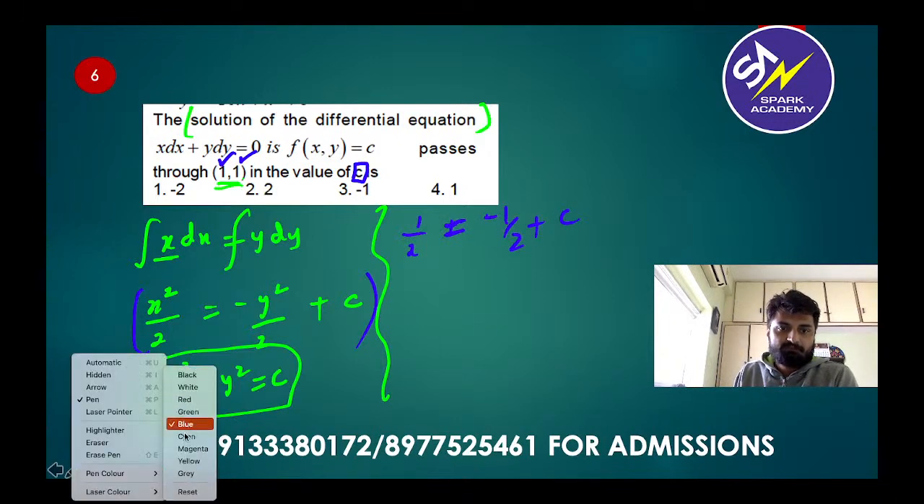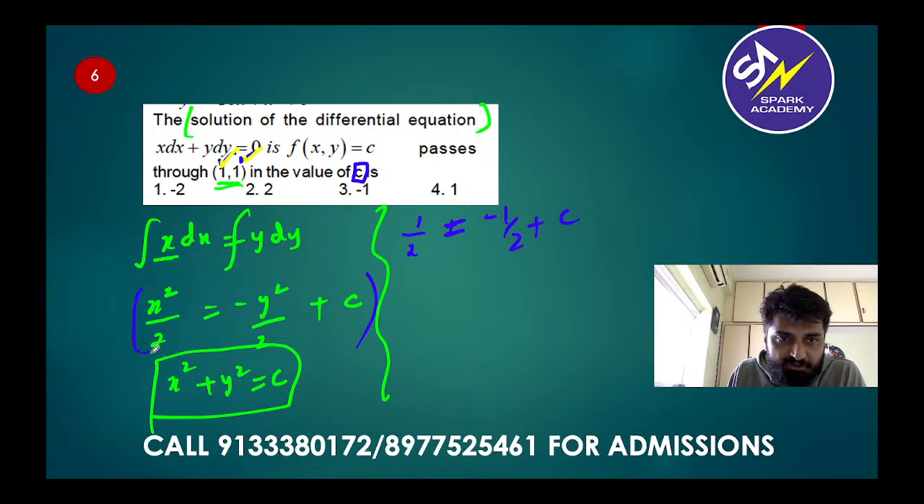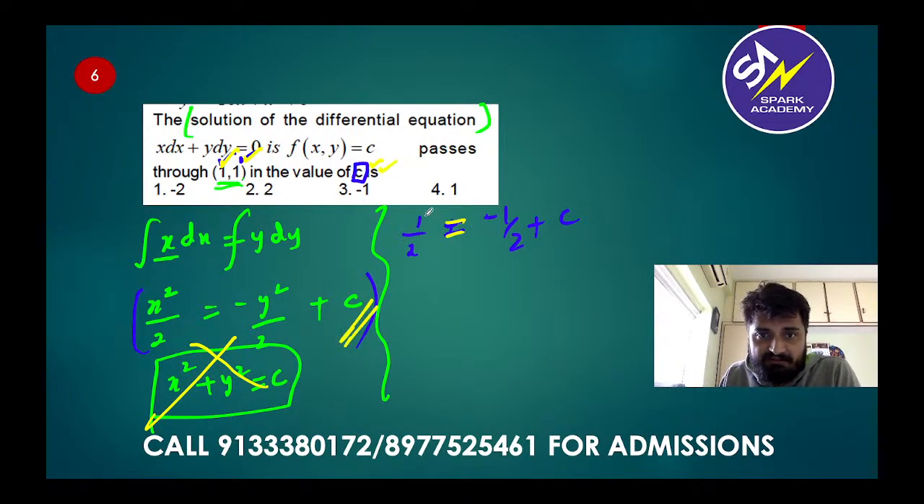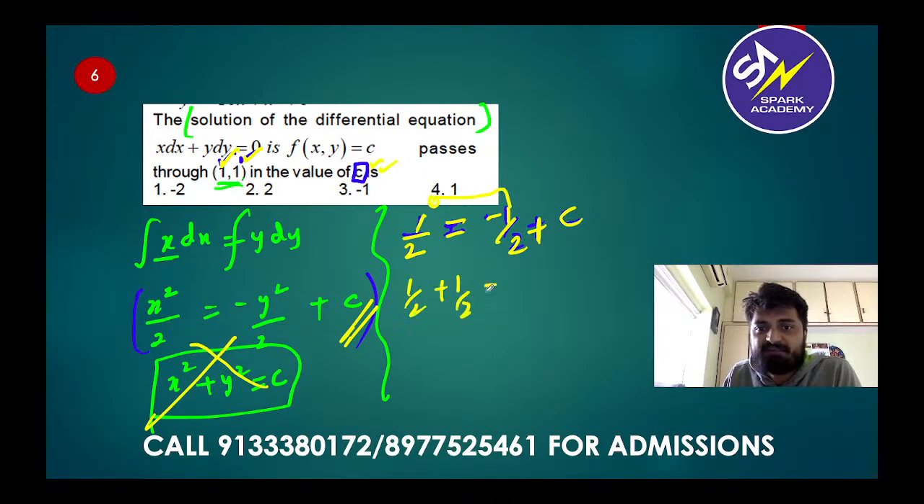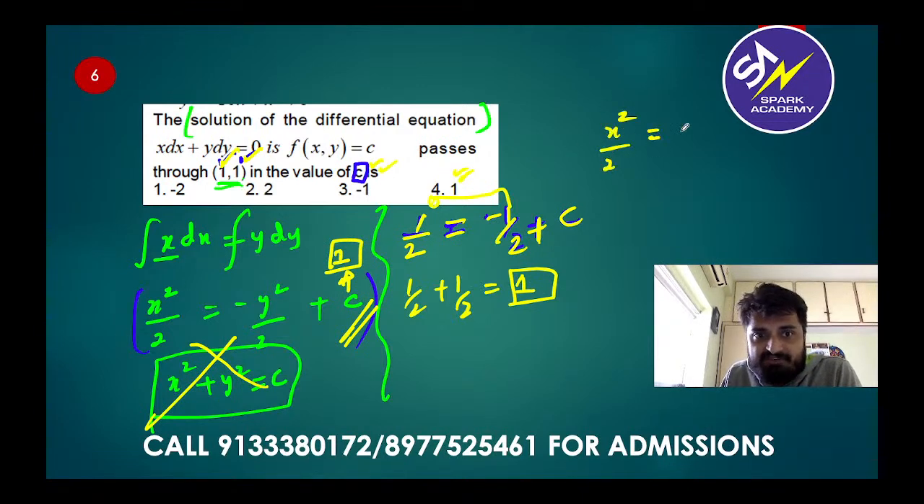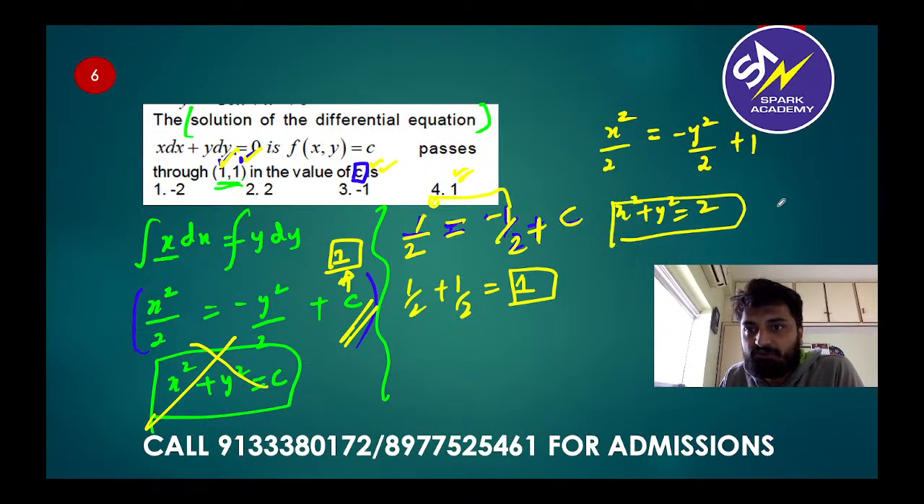Everybody? So instead of x, I need to substitute 1, and instead of y, I need to substitute 1. This is if you want a general solution, but they're asking you the value of c. So from here itself, x value is 1, y value is also 1. So I'm just substituting that. Take that minus half to the other side. Half plus half, so I am getting c value as 1 basically. So my final equation is x square by 2 is equal to minus y square by 2 plus 1. Or you take it to the other side, x square plus y square equal to 2.